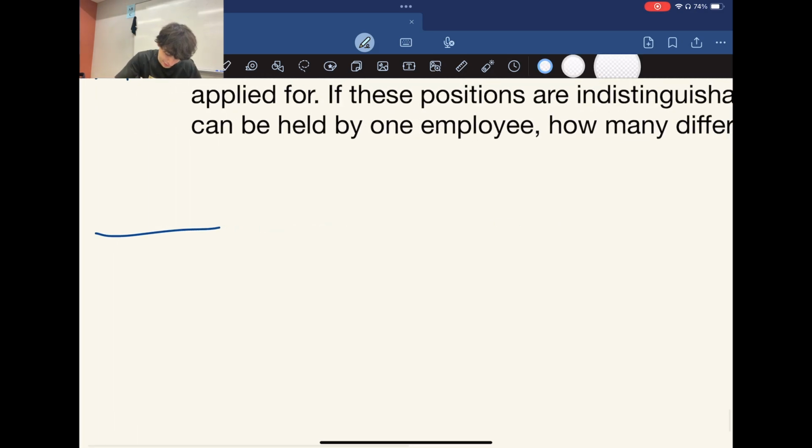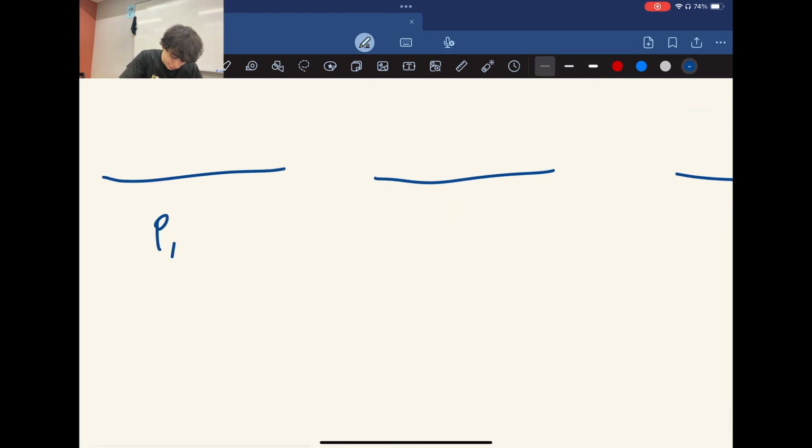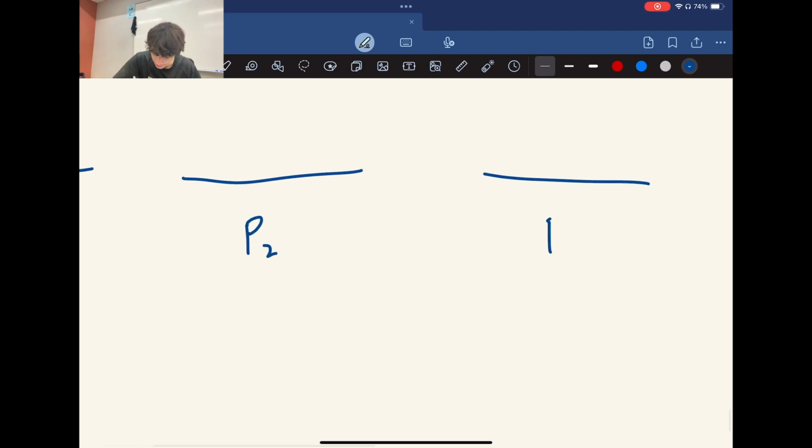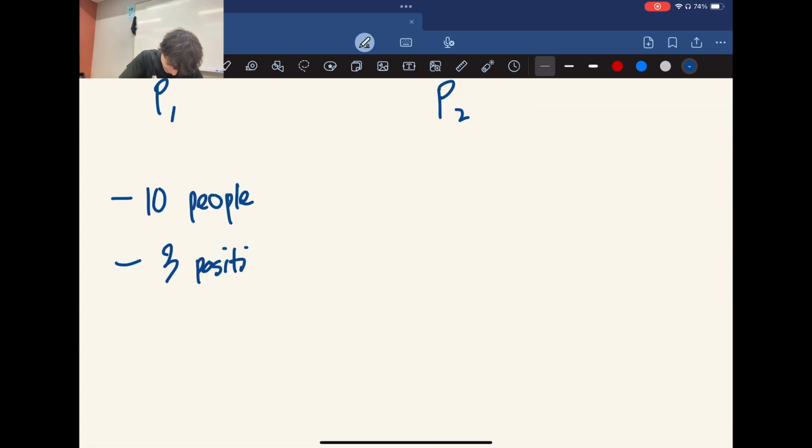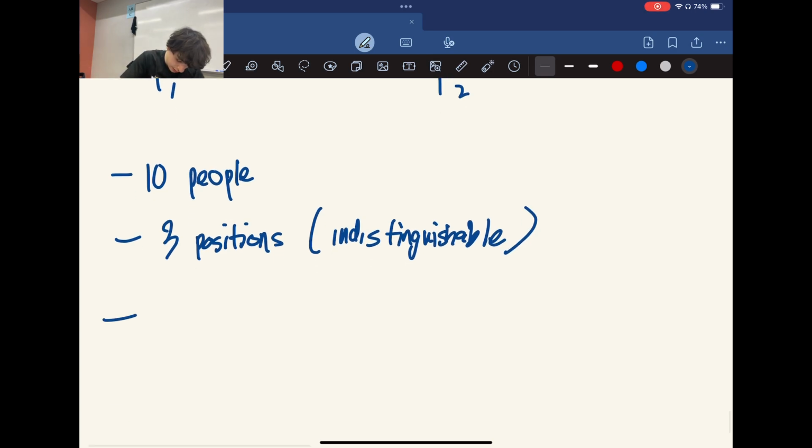It's a pretty big line. I think I'm going to draw that one a little bit smaller. All right. So yet again, we have three positions, position 1, position 2, and position 3. And while I'm naming them, they're all actually the same thing. They can't be distinguished from each other, but in solving this problem, we are naming them temporarily. We still have 10 people, we still have 3 positions. However, I'm going to say indistinguishable. Now, multiple positions can be held by one person.